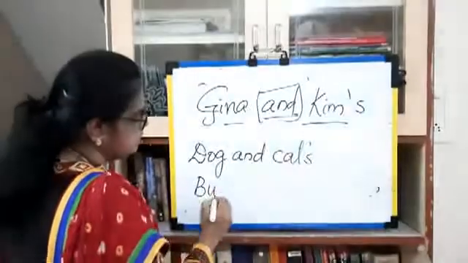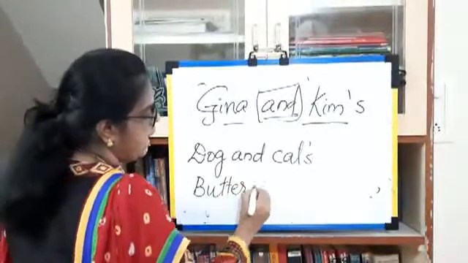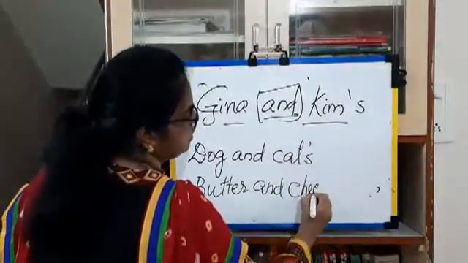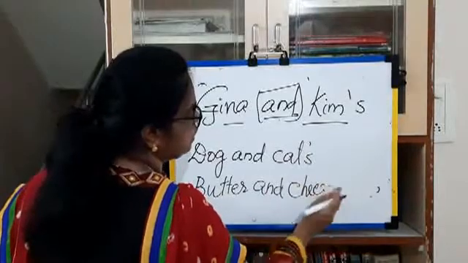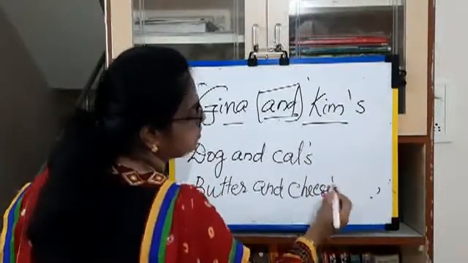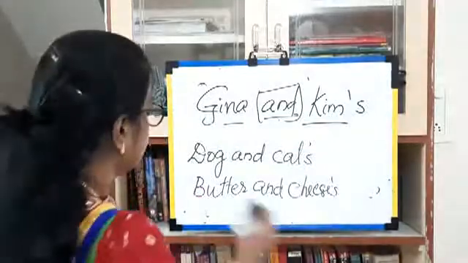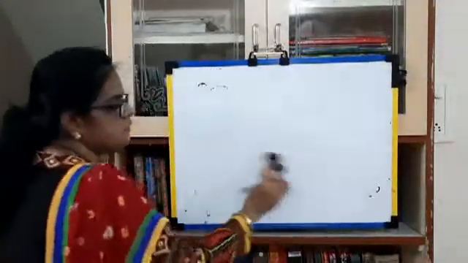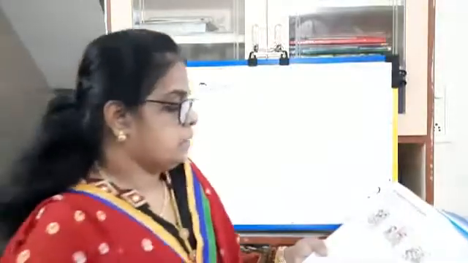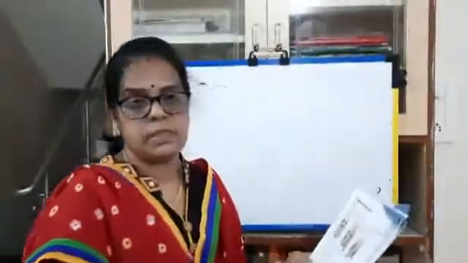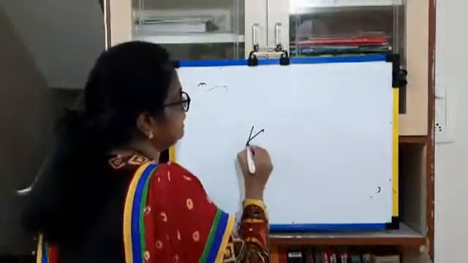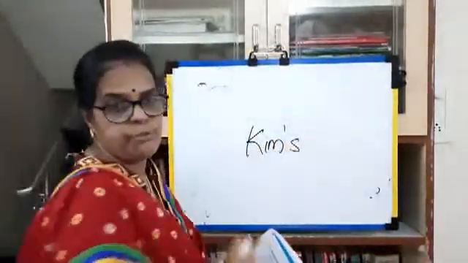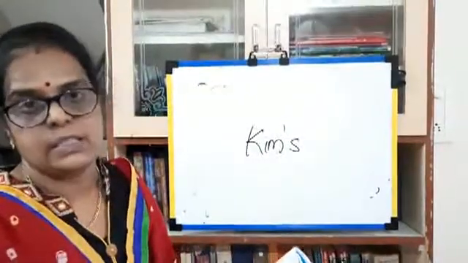Butter and cheese. Oh, sorry. Okay, these are using this rule. So say Gina and Kim's. You write Kim's. The second noun is Kim's. You add apostrophe s after the "and."